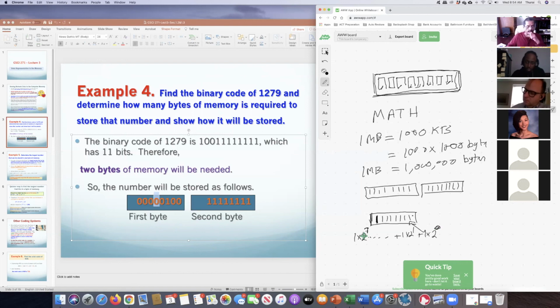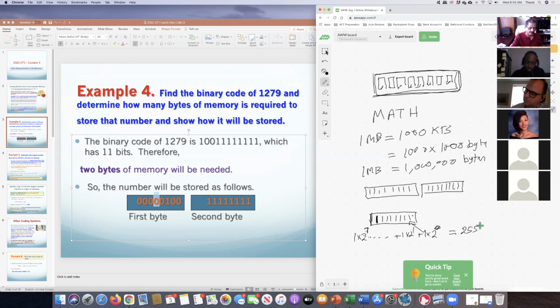Correct. Okay. So if I simplify this, find the value of 2 to the 7, 2 to the 6, all those, add them up, I will get 255. It's a long calculation if you do it manually, but it's 255. So 255 is the largest decimal number that can be stored in 1 byte of memory.